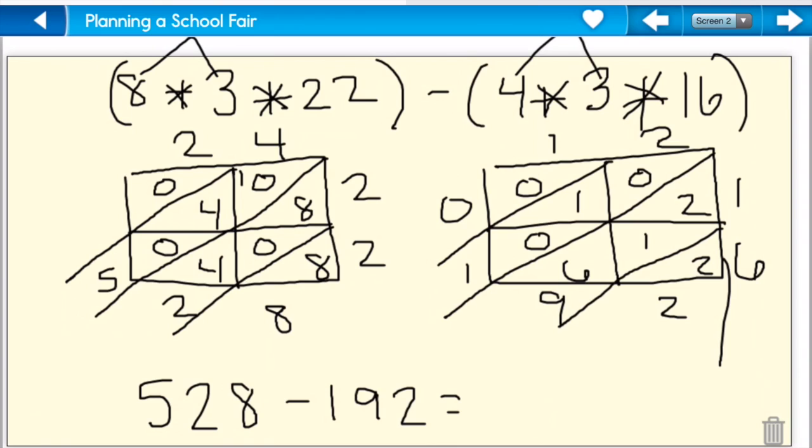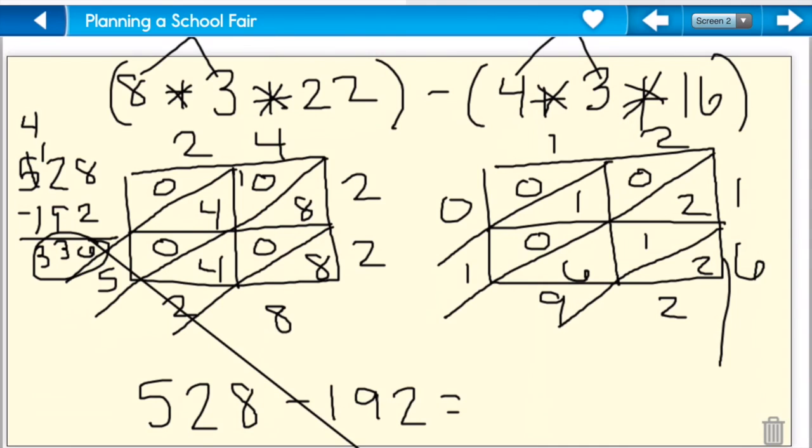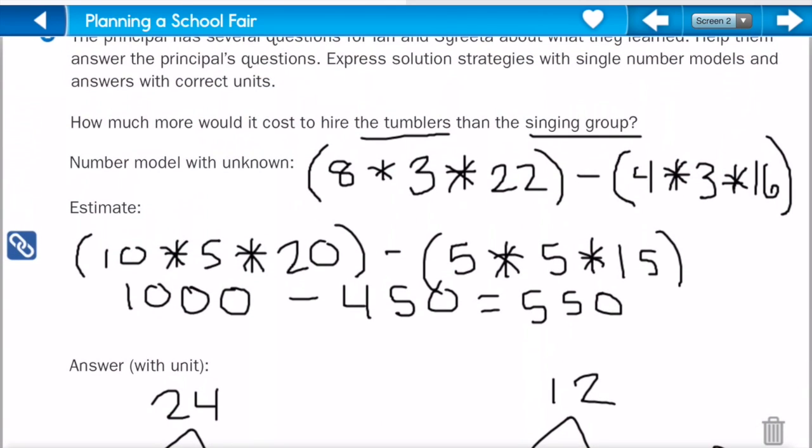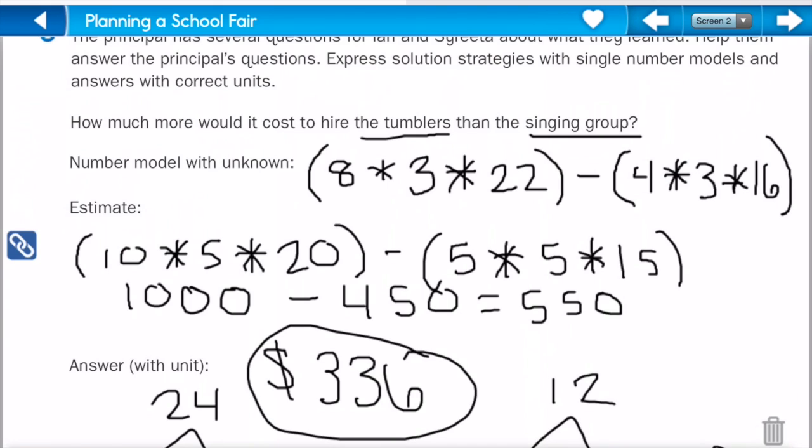So I'm going to do that over here in my space. 528 minus 192. Okay. 2 minus 8 equals 6. I can't borrow over here, so I'll make that a 4. 12 minus 9 is 3. And 4 minus 1 is 3. So here's my answer, 336. So I'm going to come up here and write my answer with the unit. It's going to cost $336 more dollars to hire the tumblers than the singing group. Okay? And so that's how we're going to go through and solve these problems.